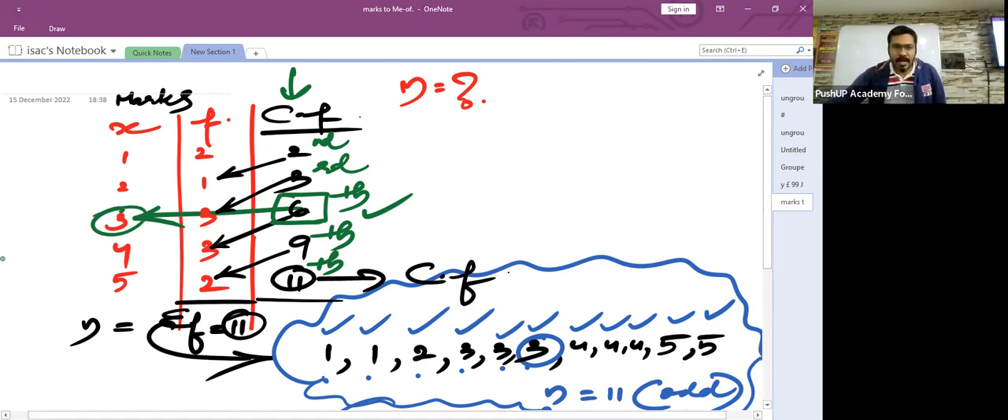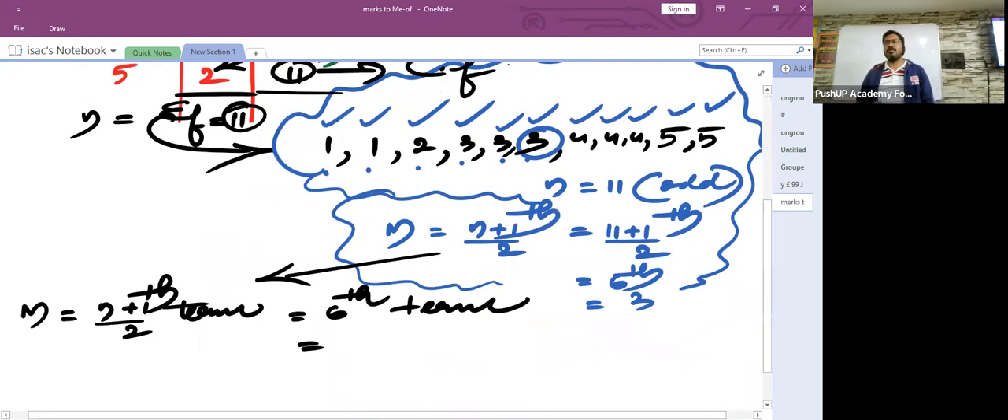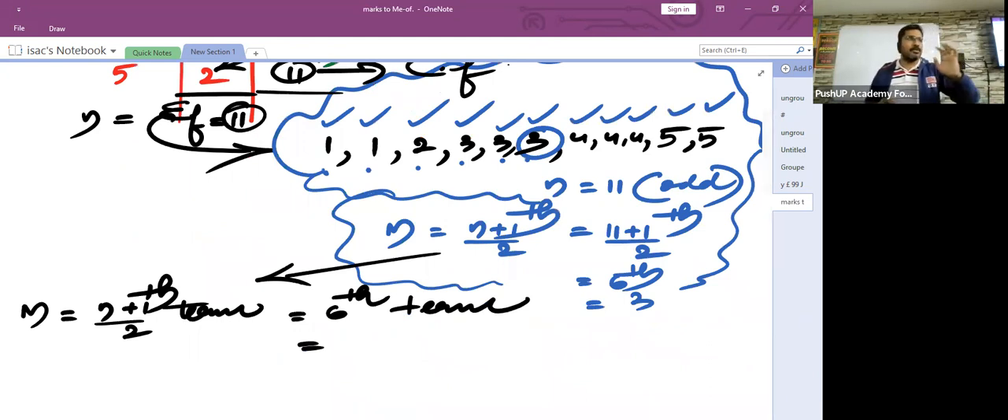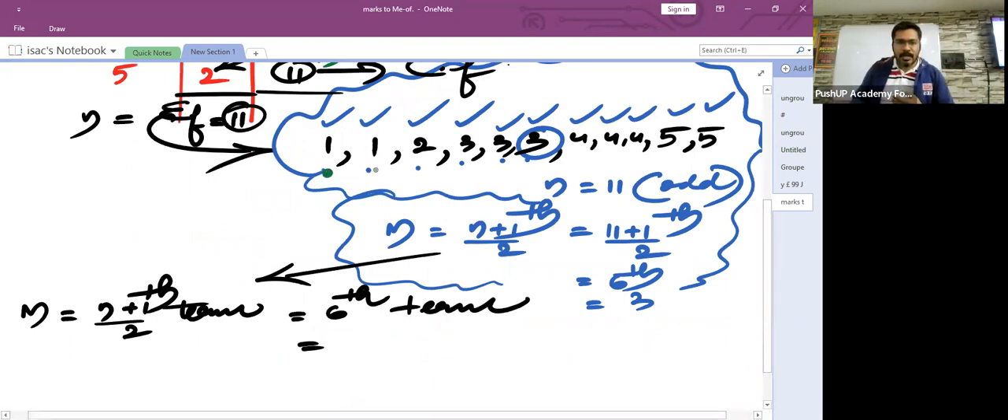Isn't it? When I converted this table into arrayed data and I asked you to find the median, what had you done? Formula, 6th term, and then you counted individually, right? 1, 2, 3, 4, 5, 6. This is how you got the answer 3, isn't it?